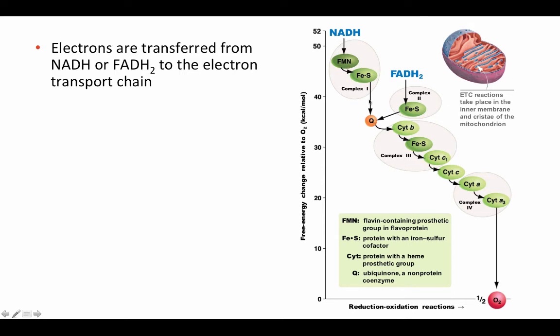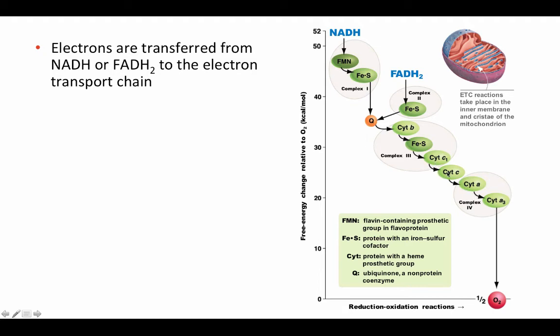Q is going to be, remember, that lipid-soluble molecule that's going to actually move through the cell membrane, through those hydrophobic tails, and take electrons both from complex 1 and complex 2 and shuttle them over to complex 3. So we've got a series of electron carriers, cytochromes, and some iron and sulfur-based electron carriers down through complex 3.